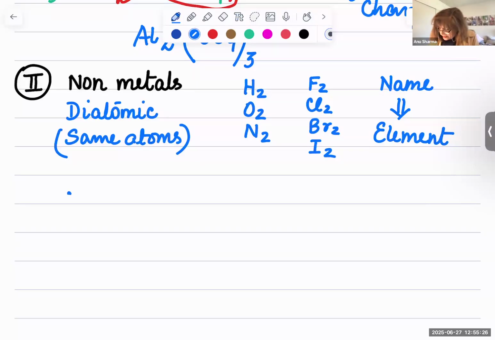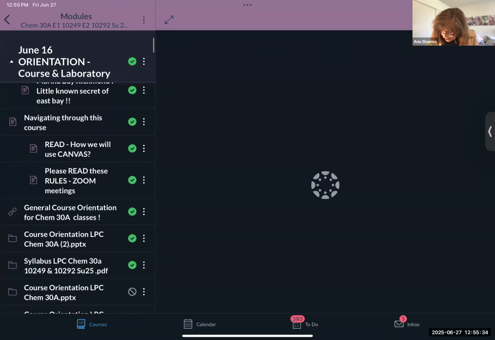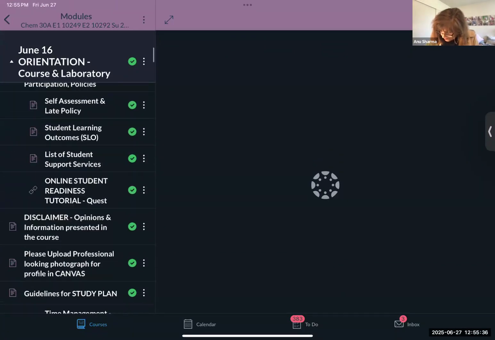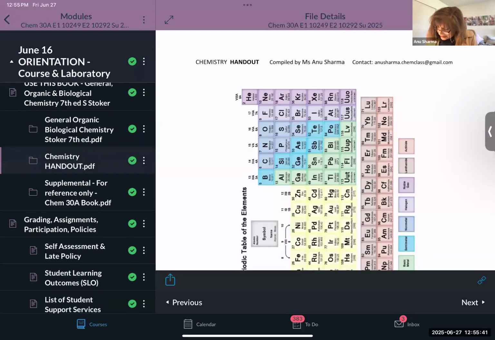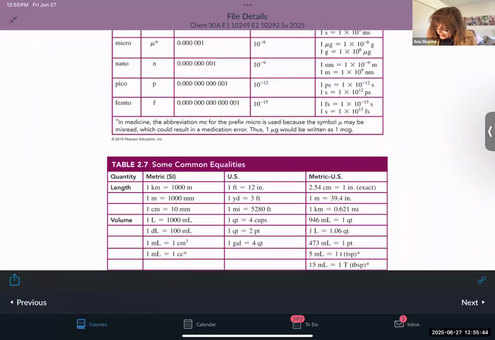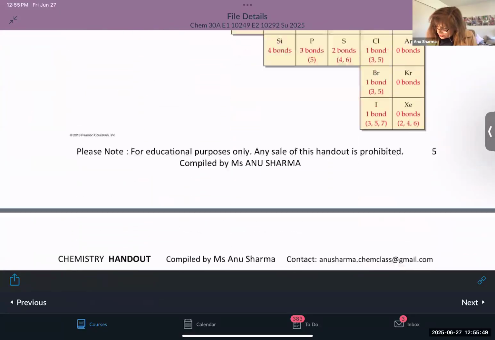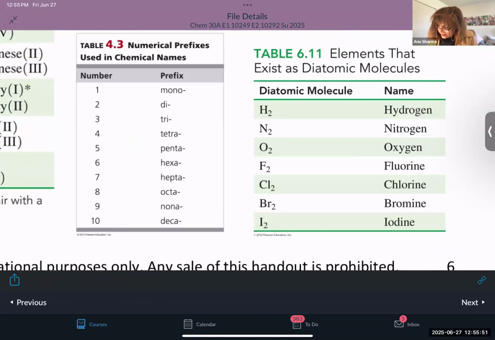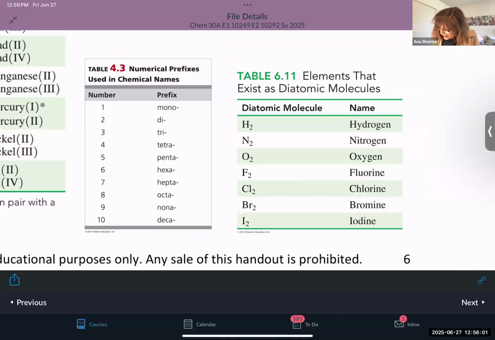The other types use the di, tri, and tetra terminology. Once again, I have placed this here just in case you forget: all the diatomic molecules and all the prefixes, mono, di, tri, tetra, penta, all of that is also here, just in case you forget.